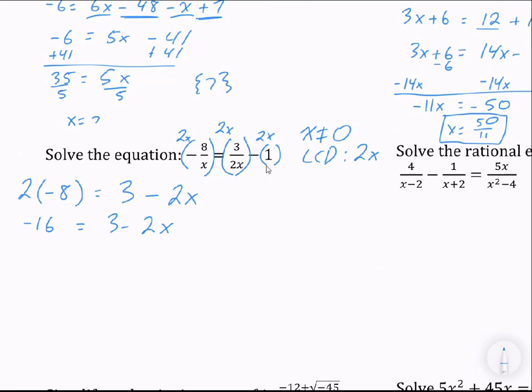If we subtract 3 from both sides, it'll be -19. I think we're going to do another fraction, but it's okay. That's -2x. So we're going to divide by -2, right? So then that means x equals 19 over 2, which would be 9.5, I believe.